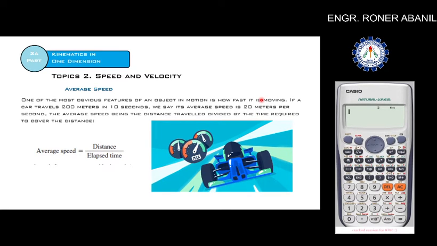So, one of the most obvious features of an object in motion is how fast it is moving. So, titingnan natin gaano daw kabilis yung isang object na 'yun. If a car travels 200 meters in 10 seconds, we say its average speed is 20 meters per second. Okay? The average speed being the distance traveled divided by the time required to cover the distance. So, dito napakadali lang na ang ating formula, no? Ang average speed natin is equal to distance over elapsed time.